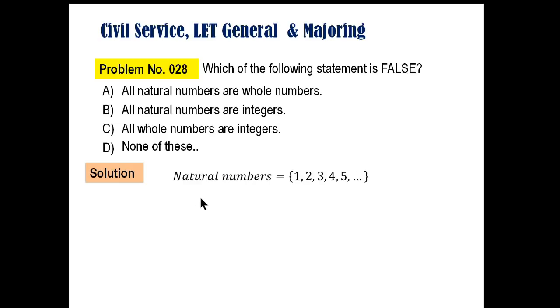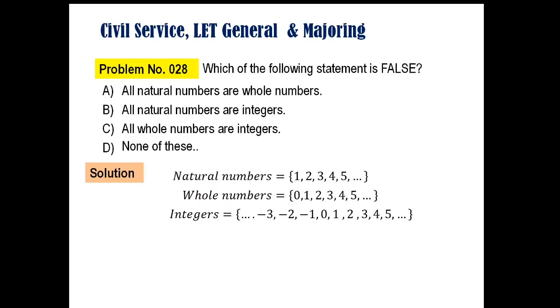So when we speak of natural numbers, these are numbers that start from 1, 2, 3, 4, 5, 6, 7, 8, 9, 10, and so on and so forth, up to positive infinity. For whole numbers, the set includes 0, 1, 2, 3, 4, 5, and so on and so forth. While the integers are composed of negative numbers and positive numbers including 0. Alright?